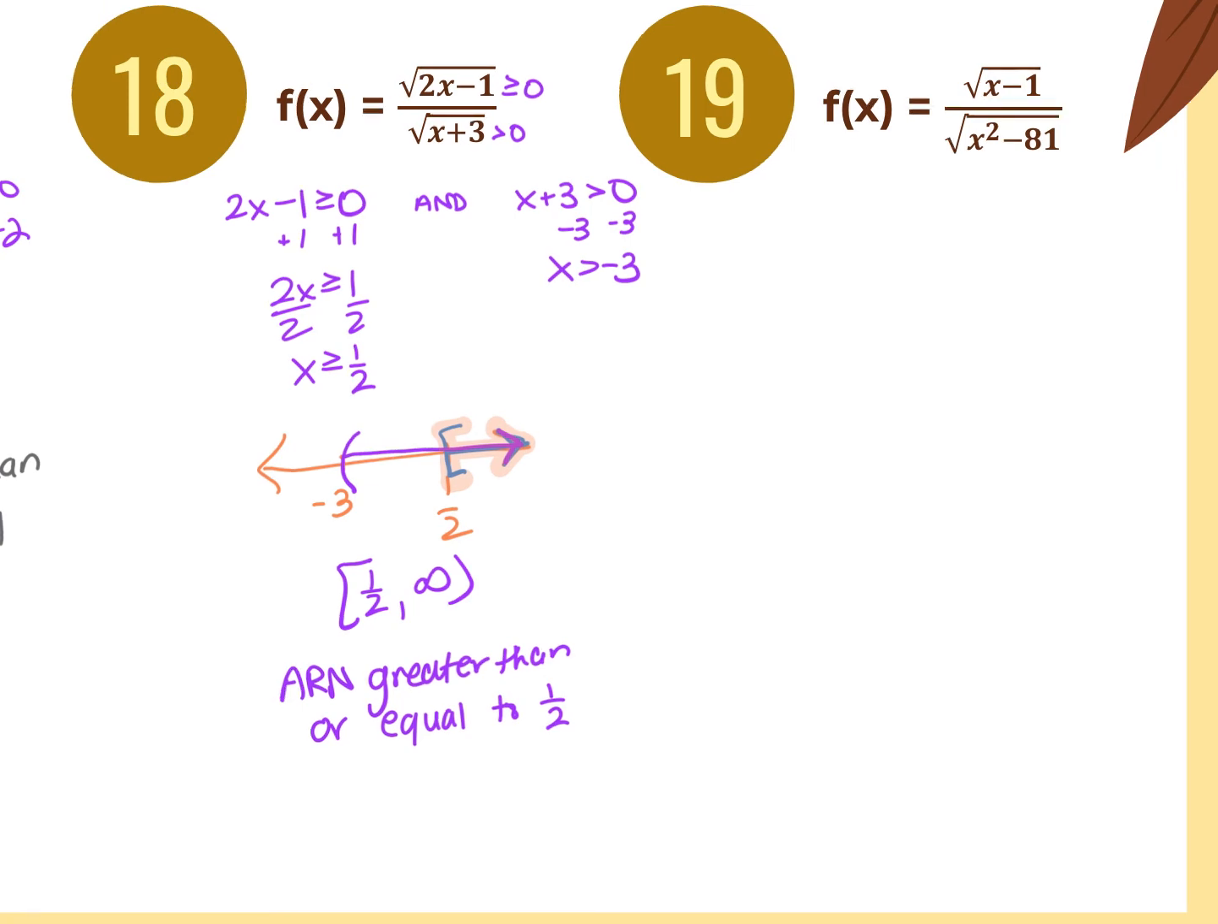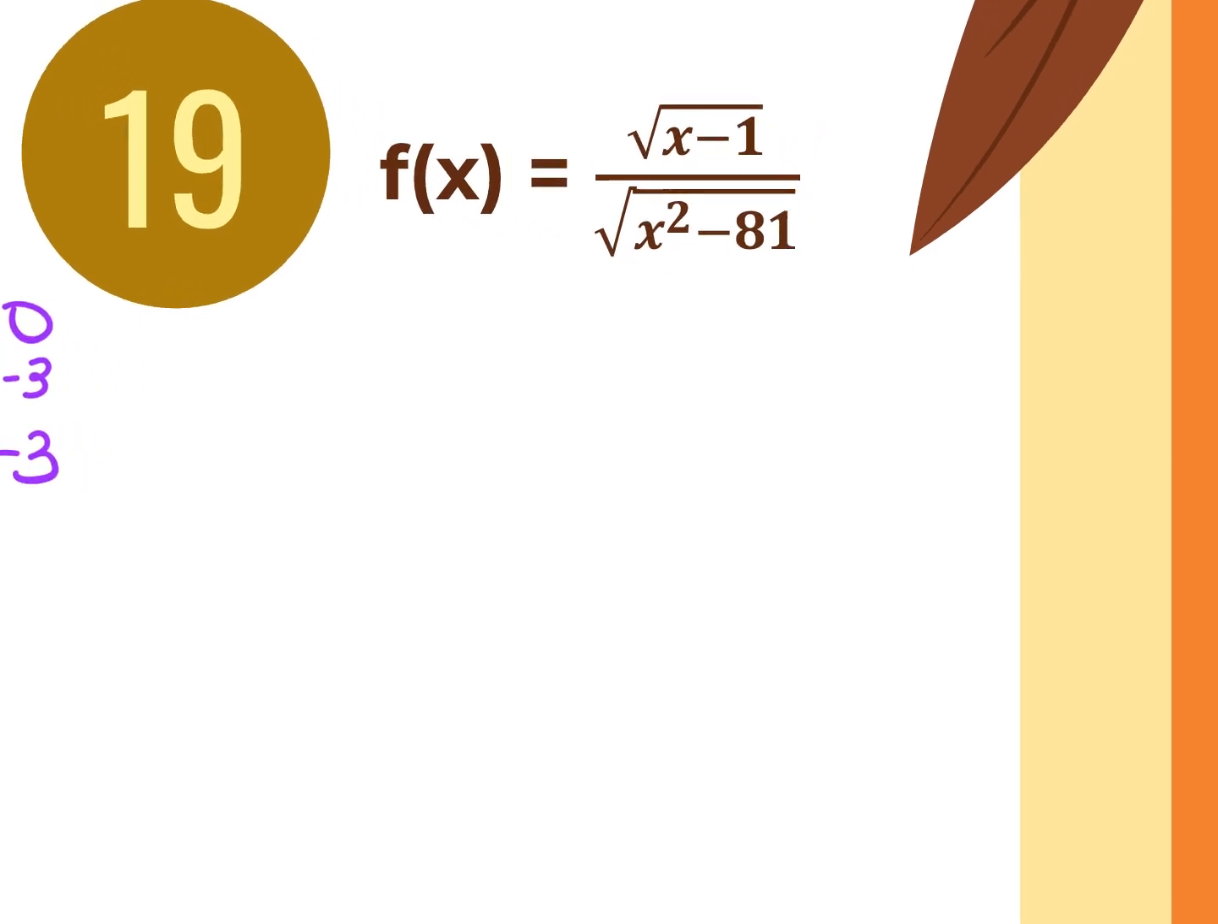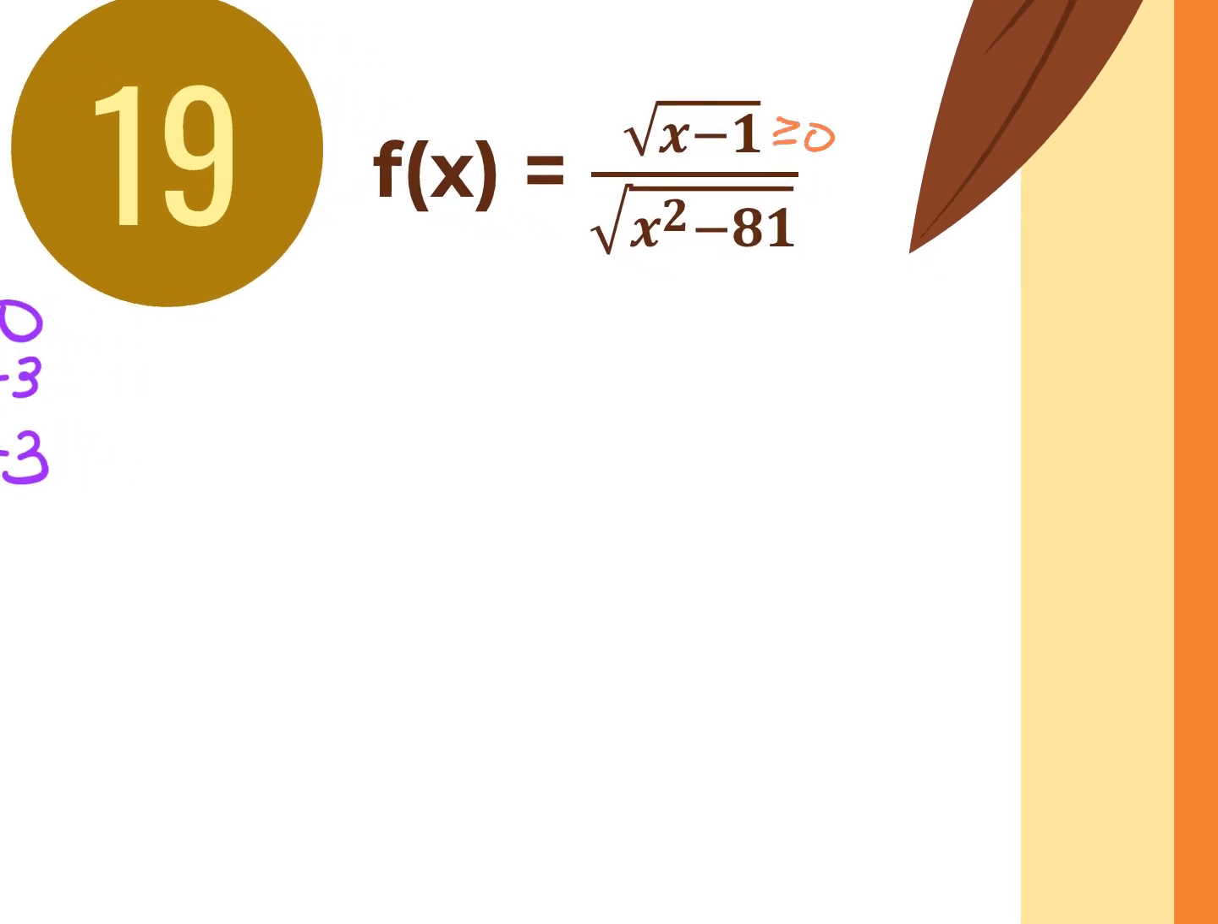And we save the best for last. So this time you've got your inequality in the top because this is greater than or equal to 0. In the bottom, you've got a greater than 0 situation, but it's quadratic. So the numerator is easy. We just find that x is greater than or equal to positive 1. But for the denominator, we go back to our quadratics and our inequalities.